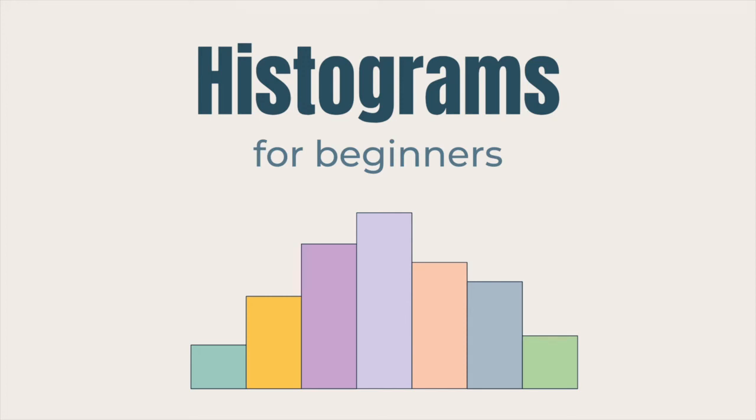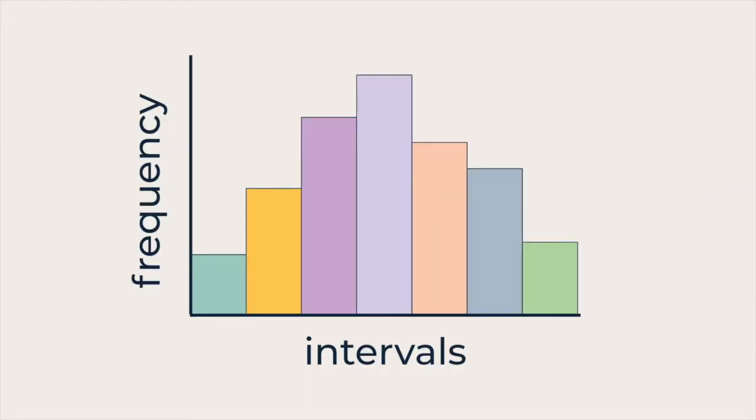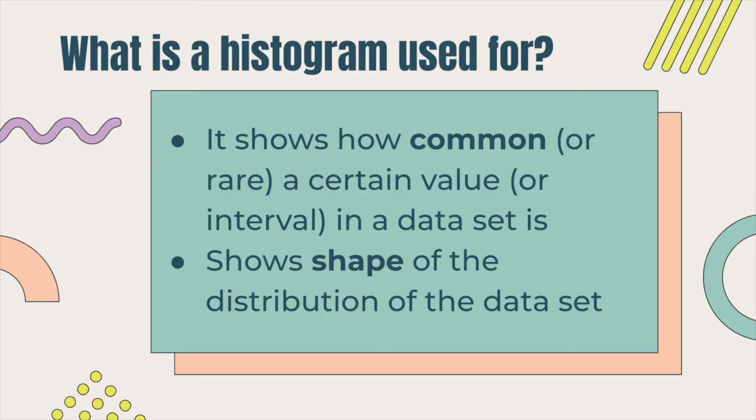Histograms for beginners. A histogram is a graph representing the frequency of data points using bars. The x-axis shows the data point intervals and the y-axis the frequency that data points appear in the intervals. A histogram is useful for showing how common or rare a certain value or interval in a dataset is, and it allows us to see the shape of the distribution.